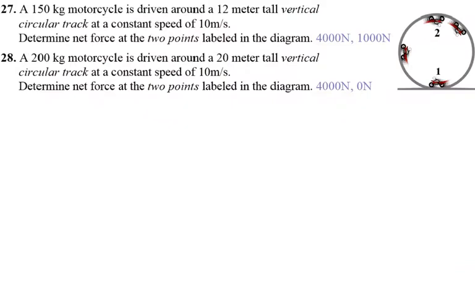Here's another example. I skipped some, so I want you to practice and try to solve them on your own, and you can see all these questions on our PDF online lessons. So here is number 27. A 150 kilogram motorcycle is driven around in a 12-meter tall vertical circular track at a constant speed of 10 meters per second. When they say 12-meter tall, that means the radius is 6 meters. They give you the mass, 150 kilograms, and the velocity. And they want you to calculate the force at the 2 points that are labeled 1 and 2.